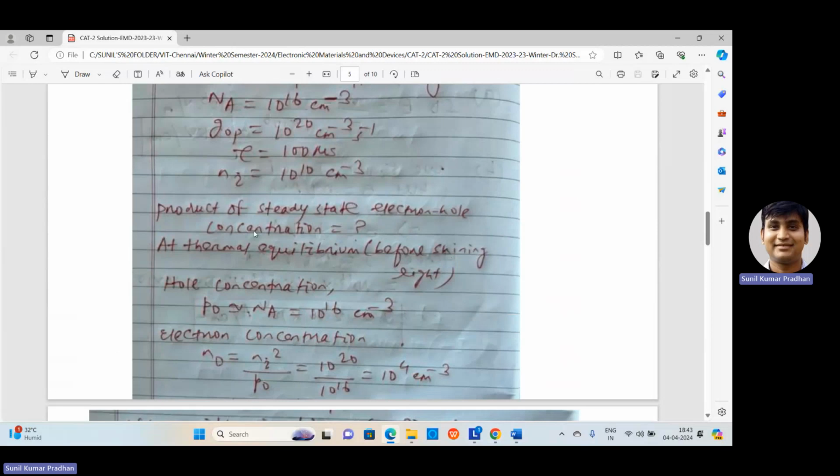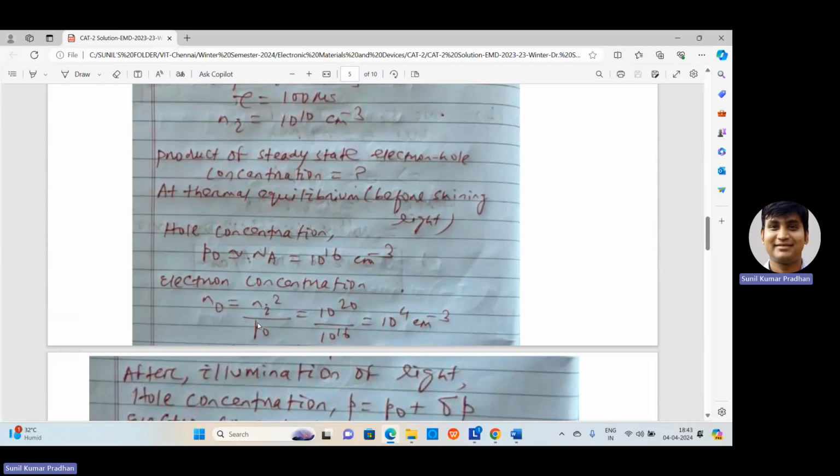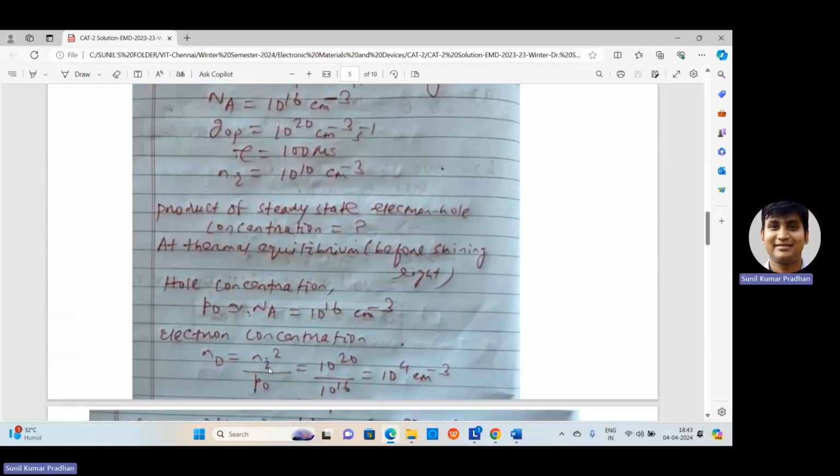So what will be my electron concentration as per mass action law? That is nothing but intrinsic carrier concentration square divided by the hole concentration. The intrinsic carrier concentration is already given, 10 to the power 10. So 10 to the 10 square is 10 to the 20, divided by hole concentration 10 to the power 16. So it comes to be 10 to the power 4 centimeter to the power minus 3. So the hole concentration is 10 to the 16 centimeter to the minus 3, and the electron concentration is 10 to the 4 centimeter to the minus 3. Now this is all before shining of light.